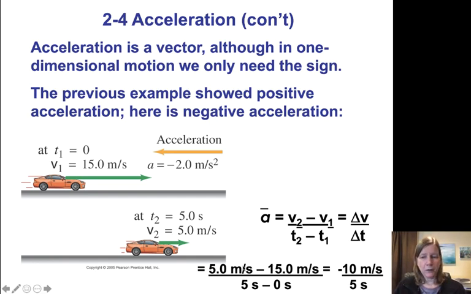Let's again check our values. We can do our equation for average acceleration, final minus initial velocity over final time minus initial time. So our final velocity is 5 meters per second. Our initial velocity is 15. So 5 minus 15 is minus 10. Final time was 5 seconds. Initial was 0. 5 minus 0 is 5. 10 divided by 5 is 2, and there is a negative there, so we get minus 2 meters per second squared, which is indeed the value of the acceleration we said was acting in this problem.